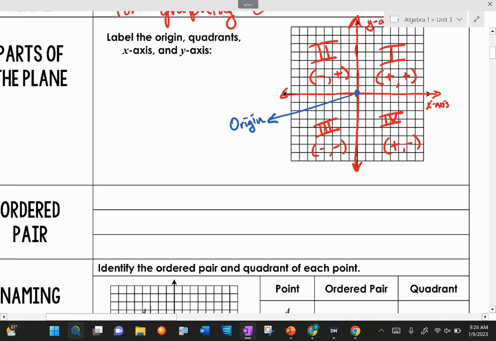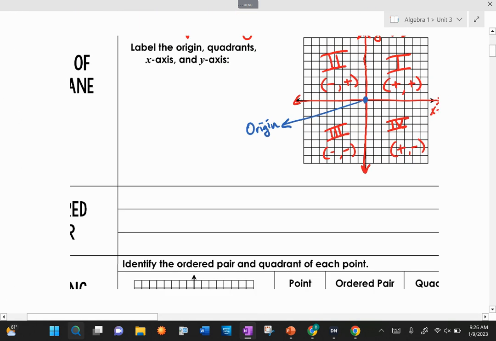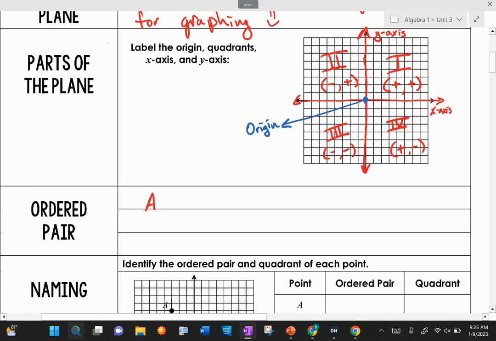Okay? So, an ordered pair is just a point on a graph. (x, y).